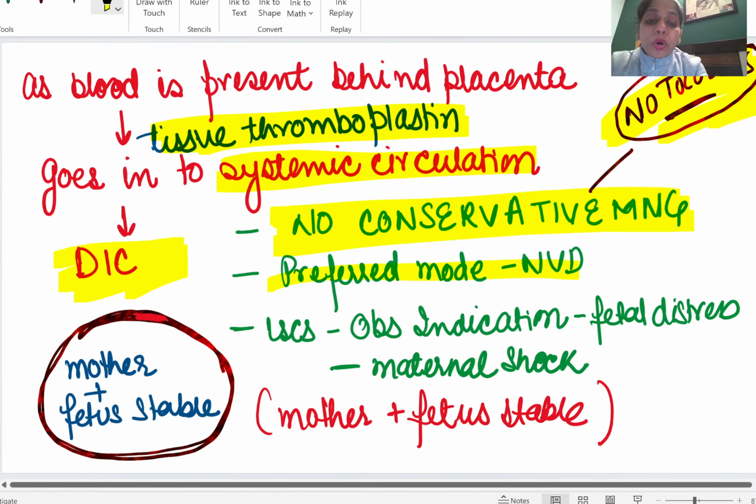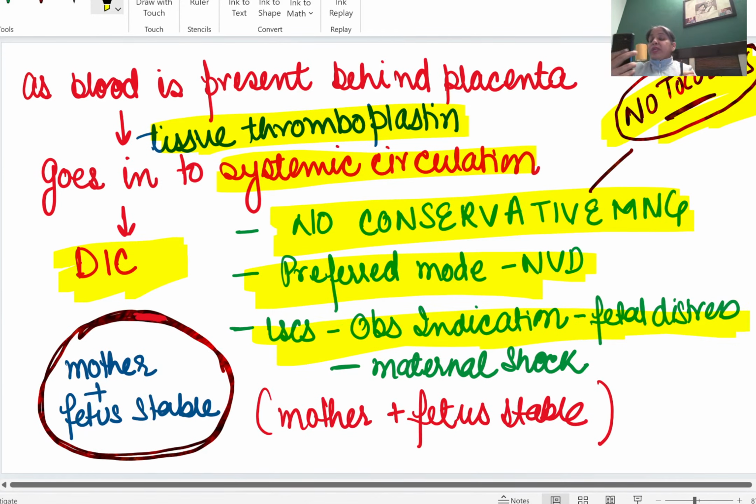No tocolysis, no conservative management, immediate termination. The preferred mode in abruptio placenta is normal vaginal delivery. Caesarean is done only for an obstetric indication, that is, if the mother and fetus are not stable. So we have covered a main important question. What is the mode of delivery in abruptio? Normal vaginal delivery, unless strict indications are there.